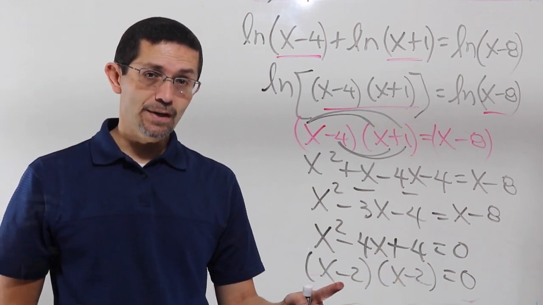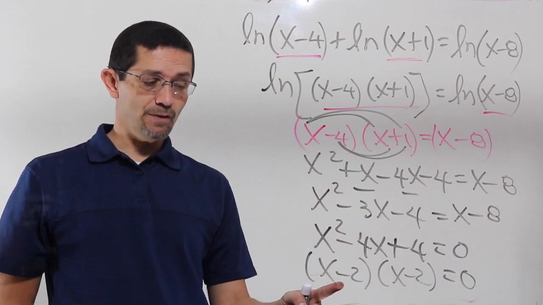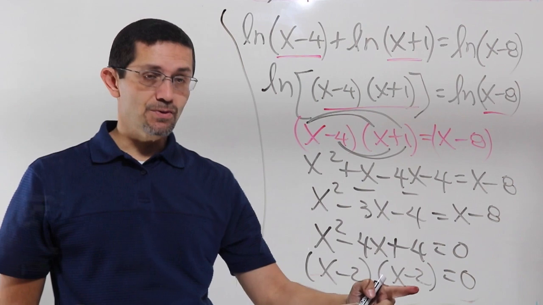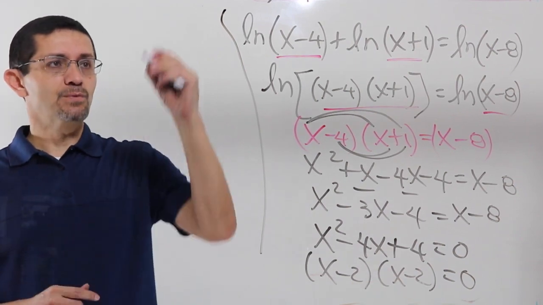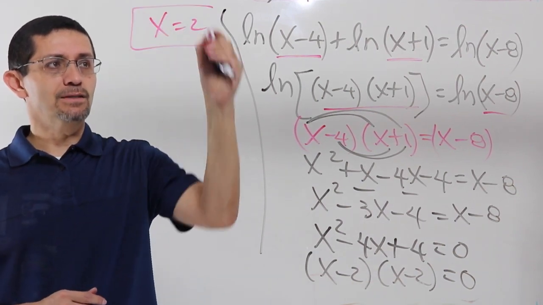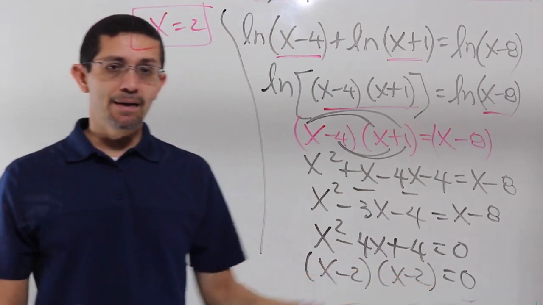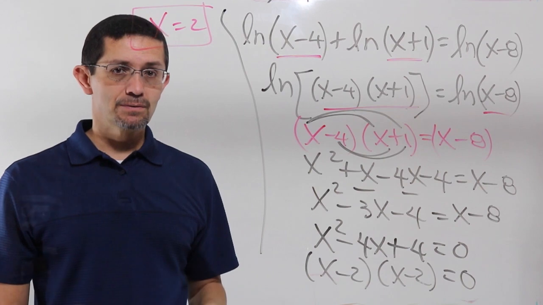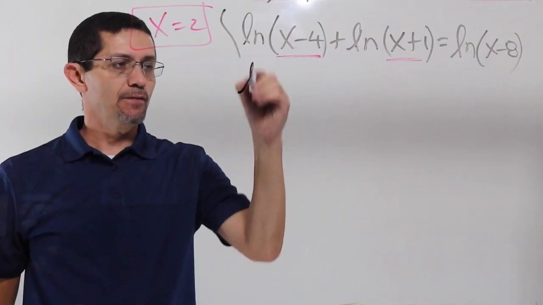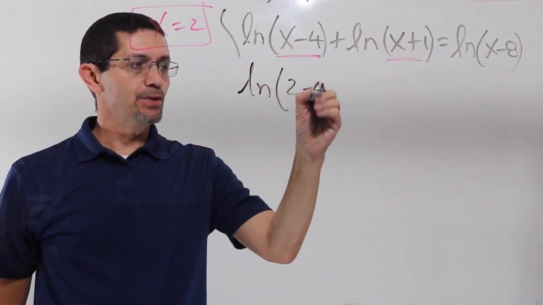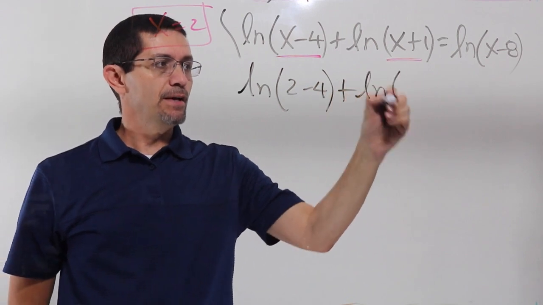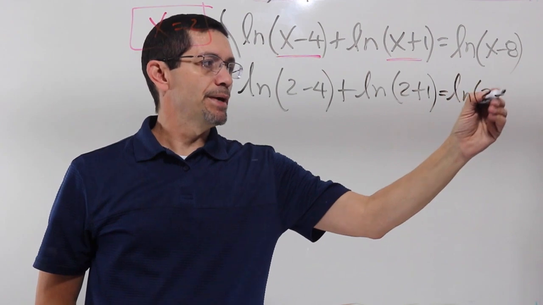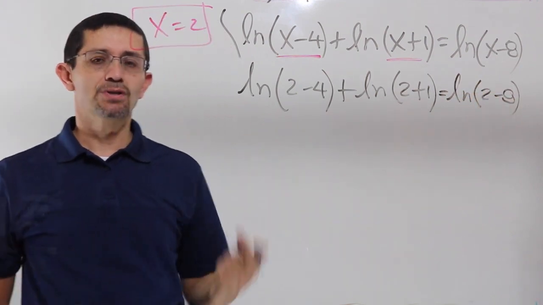Therefore, what's the value of x? It's the opposite sign. So the value of x is x equals 2. Because they're the same, I just need 1. So my answer right there is x equals 2. As soon as I get my answer, what do I need to do? I got to go back and plug it into the original equation. Let's do that. So we have ln of 2 minus 4 plus ln of 2 plus 1 equals ln of 2 minus 8. I hope you noticed already.